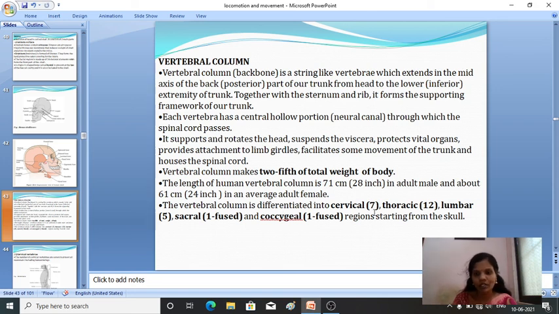One is cervical bones, made up of 7; thoracic bones 12; lumbar bones 5; sacral 1, which is fused; and coccygeal 1, fused, the region starting from the skull. Fine. So in the vertebral column, these are the different types of bones which are present.